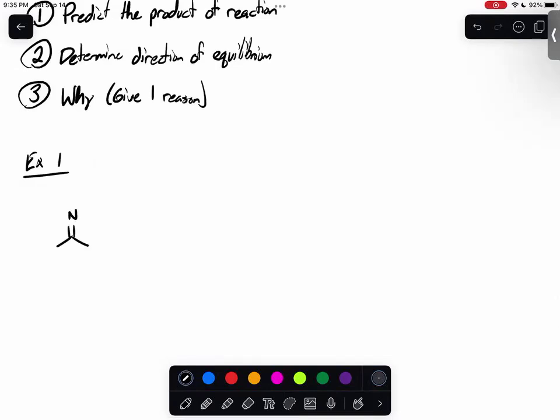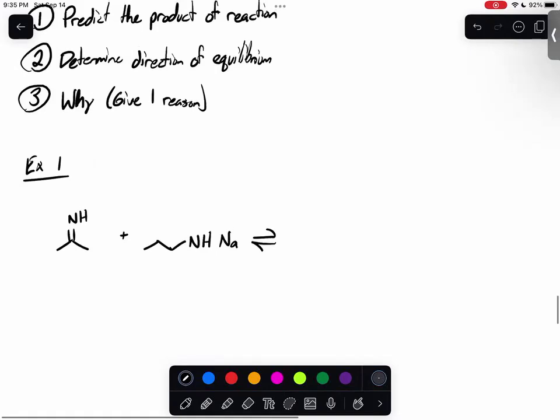So let's say you were given this here. This is all you would be given. And you would have to determine from this here exactly what is going on. So, first thing we got to do is we have to predict the product of the reaction.